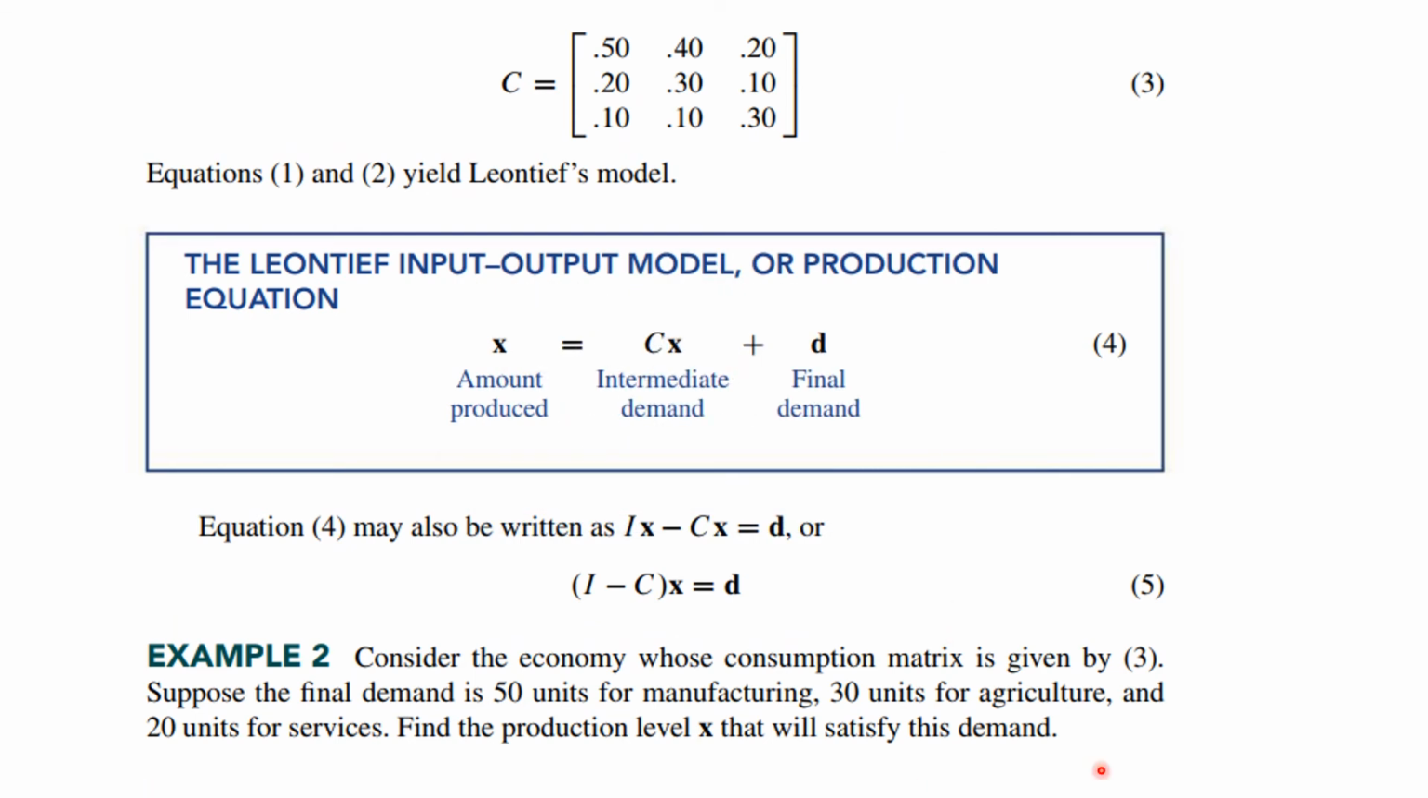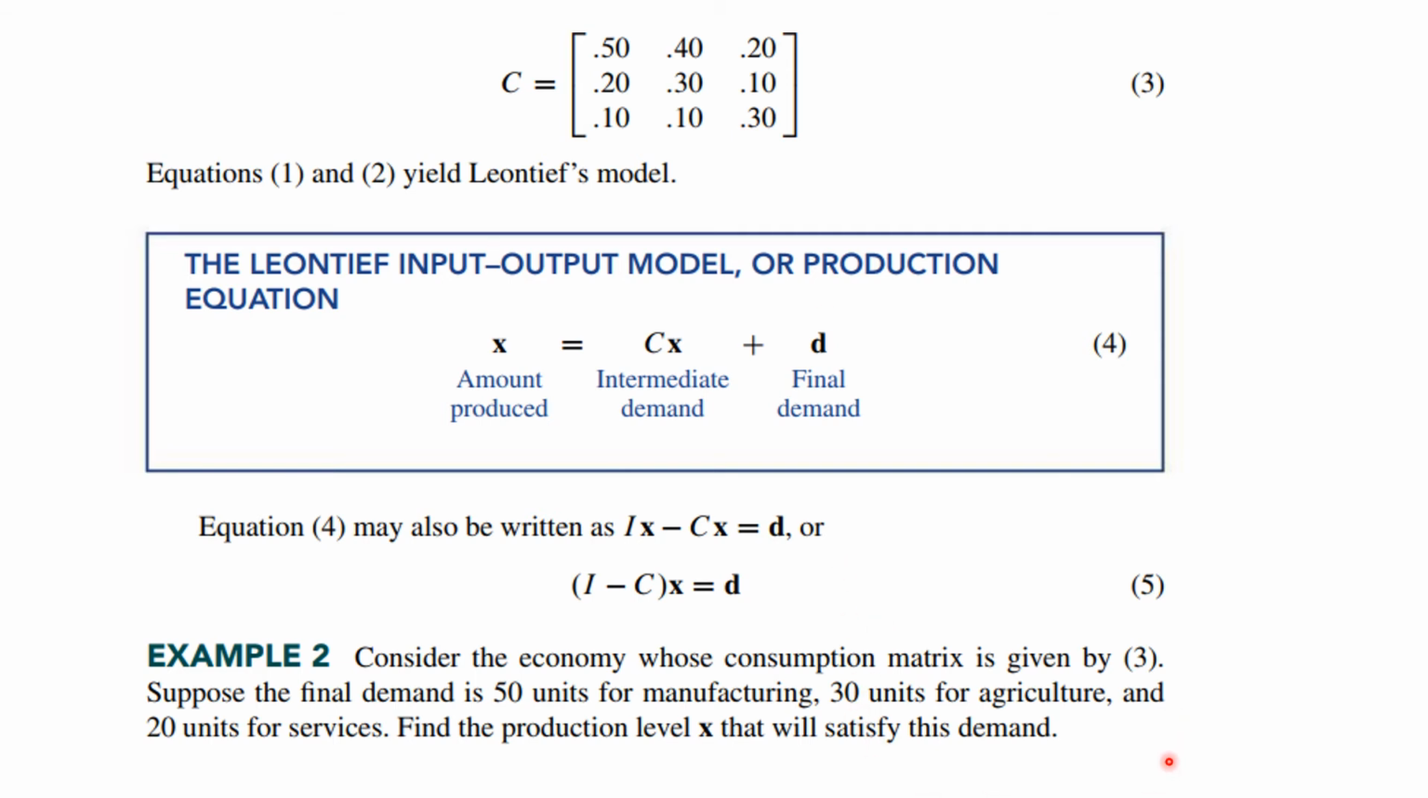Okay, and so that equation 4, which is here, may be written this way, or you can factor the x out this way. We're factoring the x out on the right as a vector, and we can do this, although multiplication, as you know, is not commutative. So this is I minus C times x equals D. Well, this is a system of linear equations, and remember that the I is a matrix. In this case, it's a 3 by 3 identity matrix, but you're subtracting the consumption matrix from that, so that calculation has to happen.